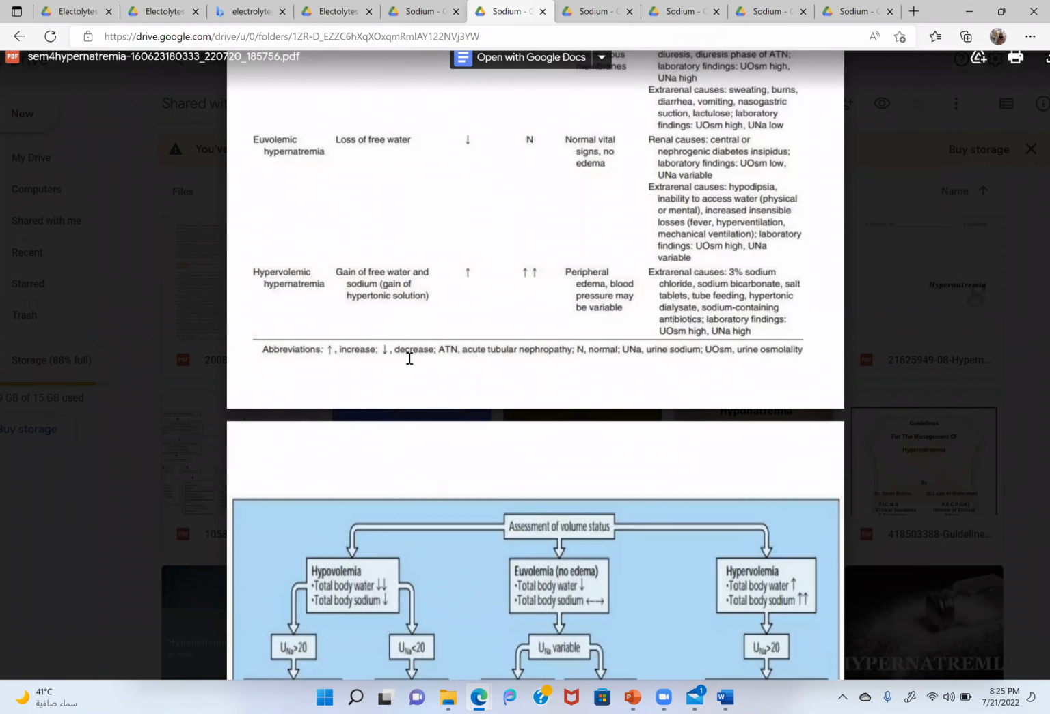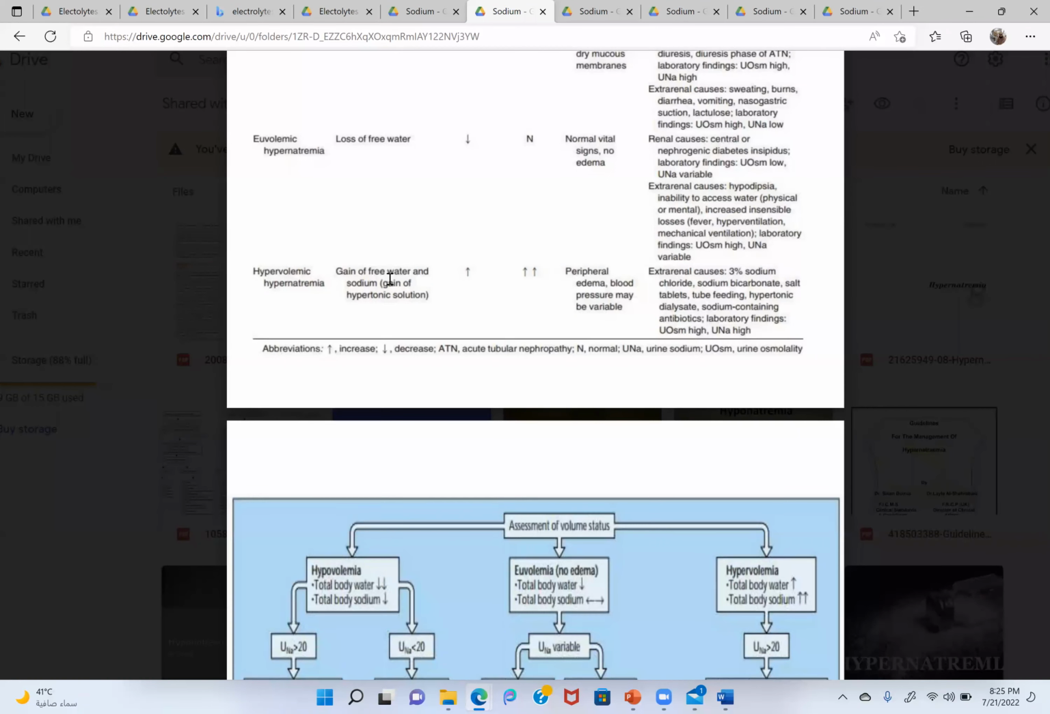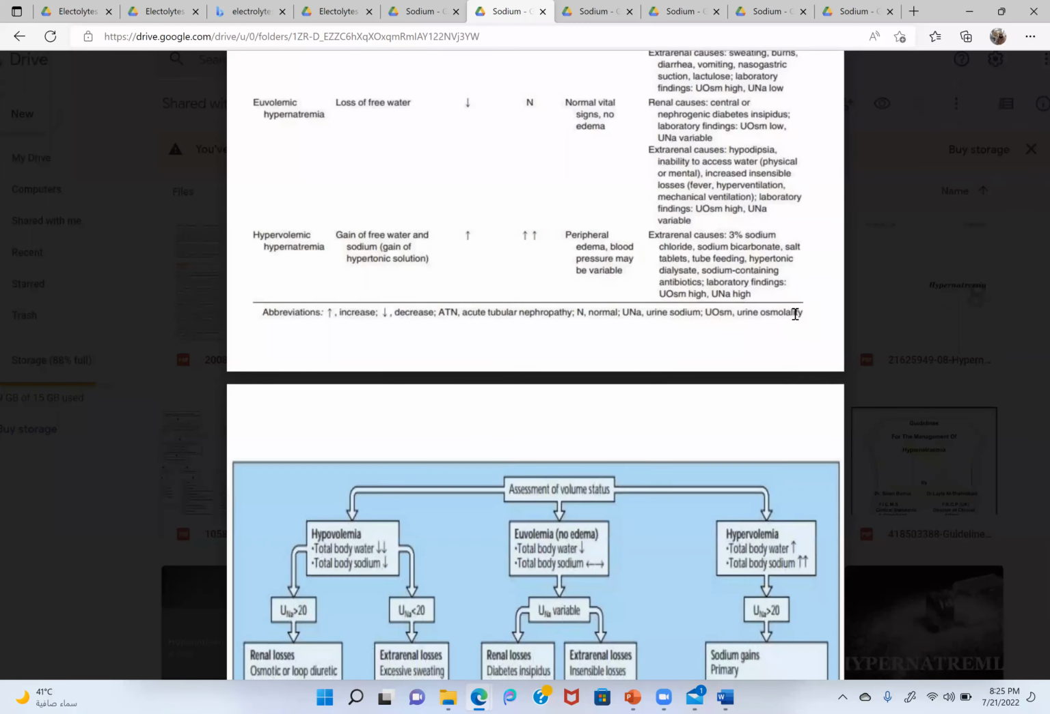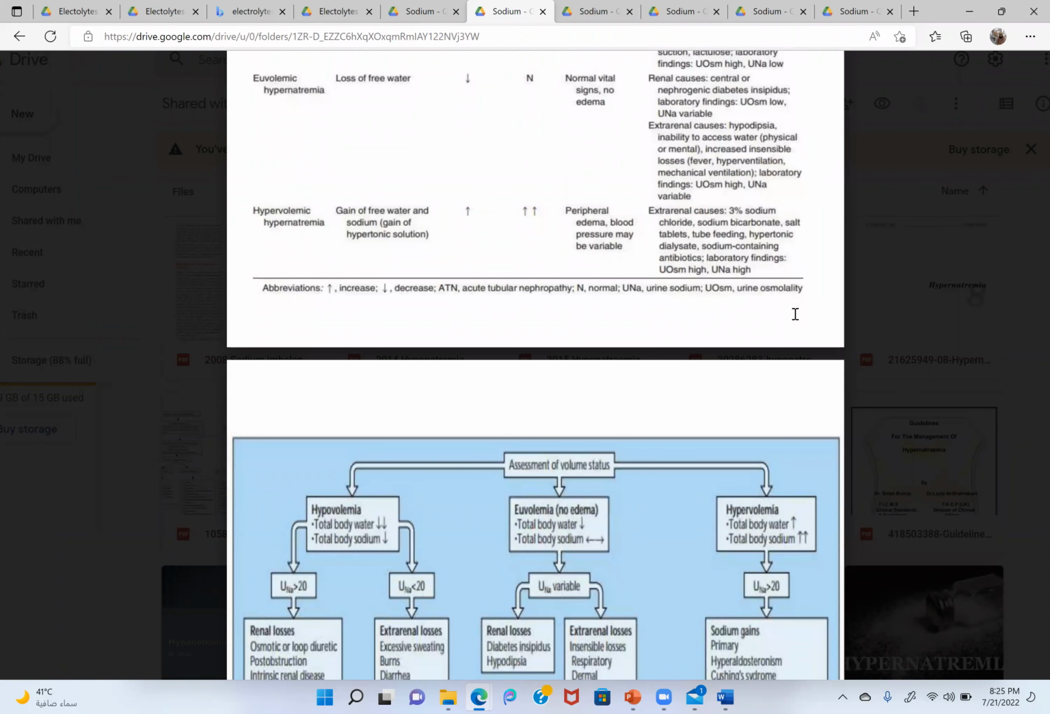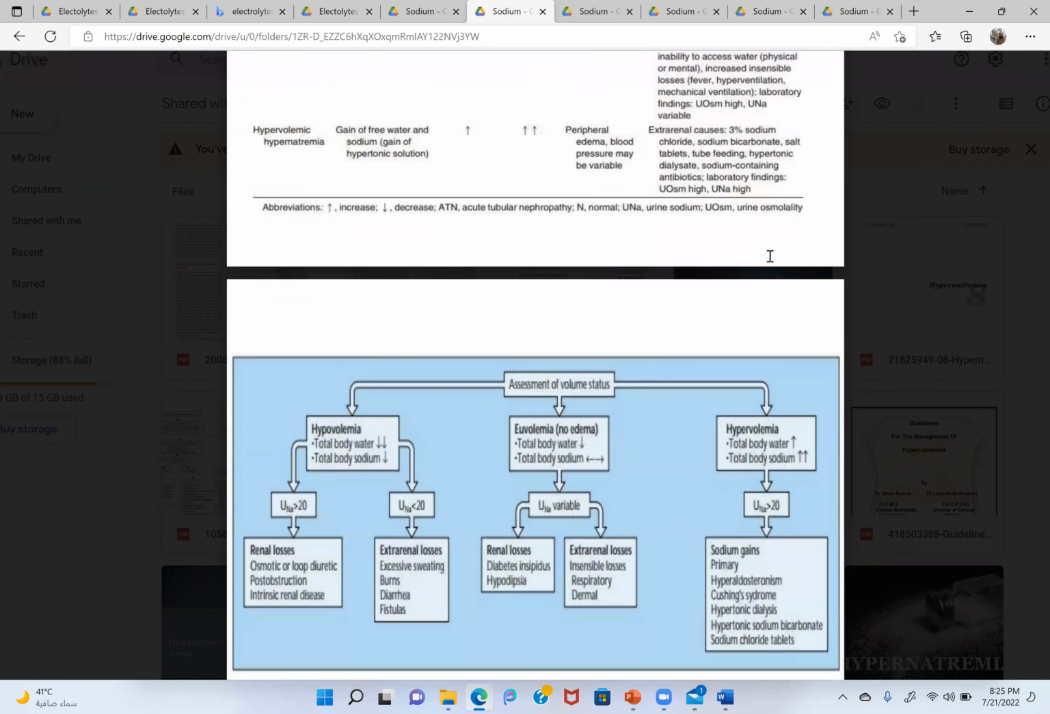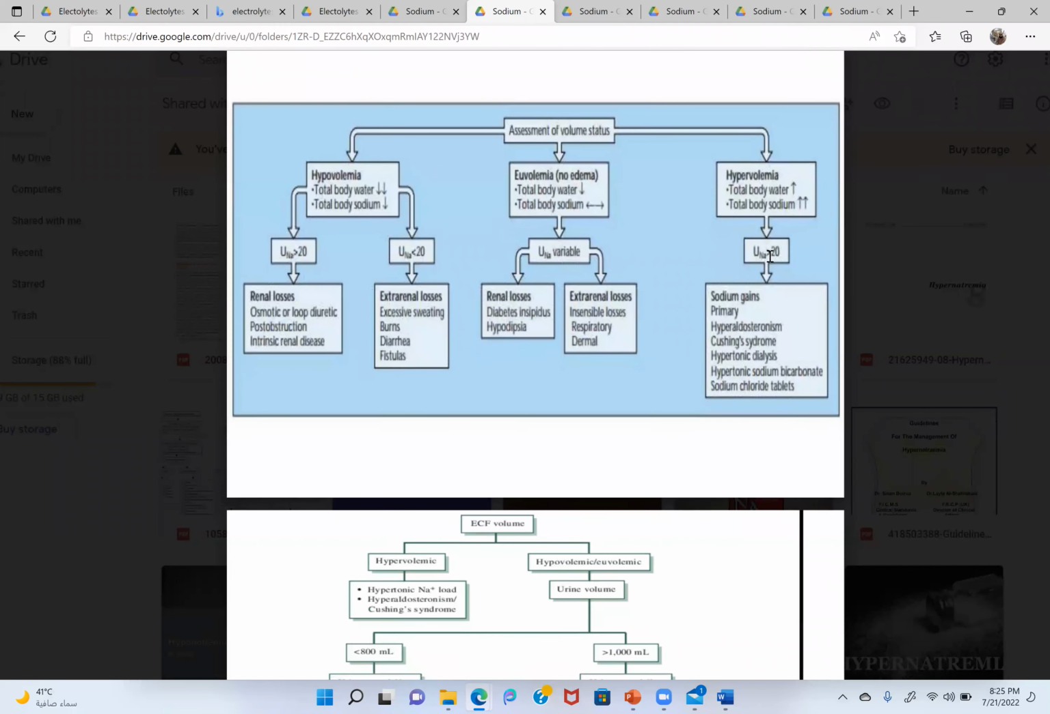The last is hypervolemic hyponatremia, in which there is gain of free water and sodium. So there is increase in volume and increase in sodium. So sodium is more. In that case, the patient is taking soda bicarb or tube feeding, hypertonic, and post dialysis as well, if hypertonic dialysate is being used.